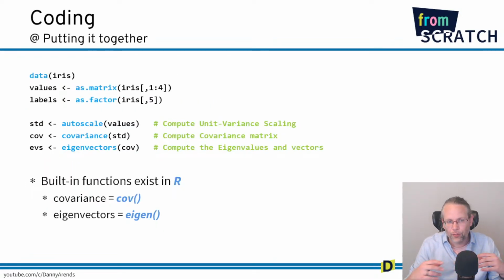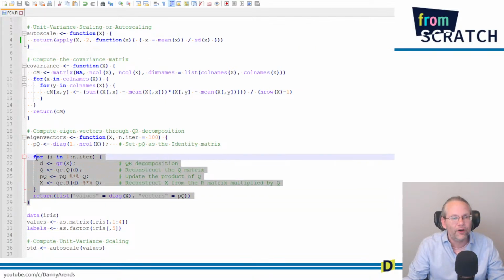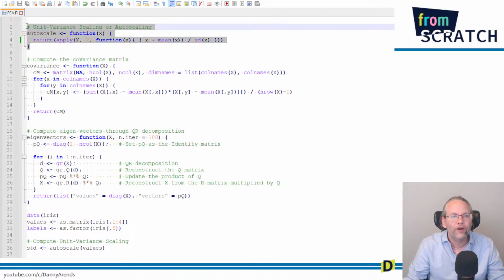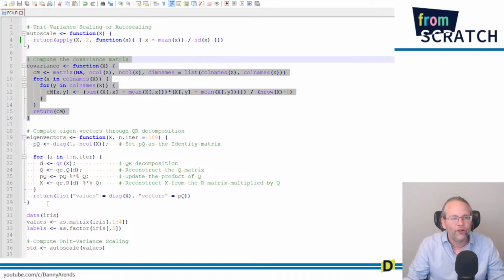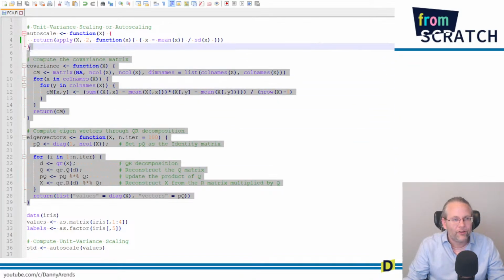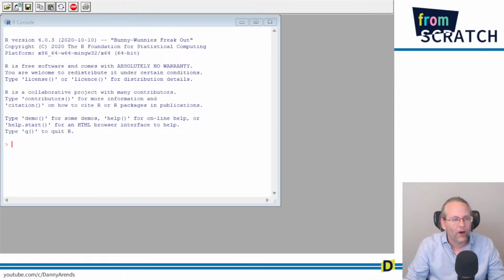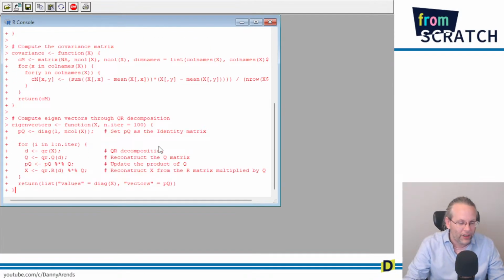All right, so let's put it all together. I'm going to switch to R and just chuck in the different functions. So let me open up Notepad++. Here we have the 3 functions: the autoscale function, the covariance function, and the eigenvector decomposition function to compute the eigenvectors and the eigenvalues. All right, so I'm going to copy this and show you guys R.